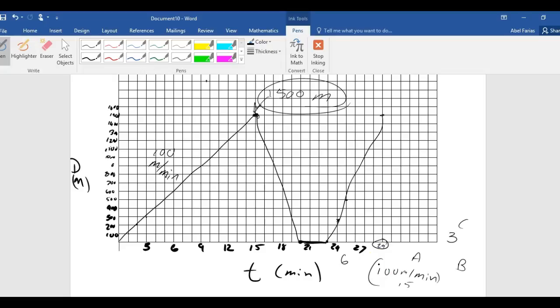Okay, if you guys have any questions, feel free to email me. One thing that I will add is if they ask how to determine the rate of the last portion, remember that you do have to find m or the slope.